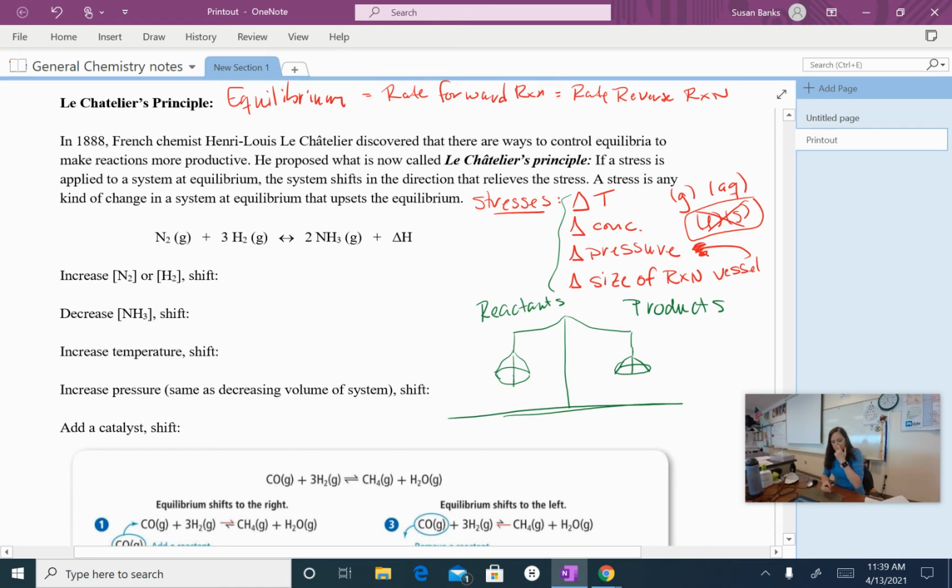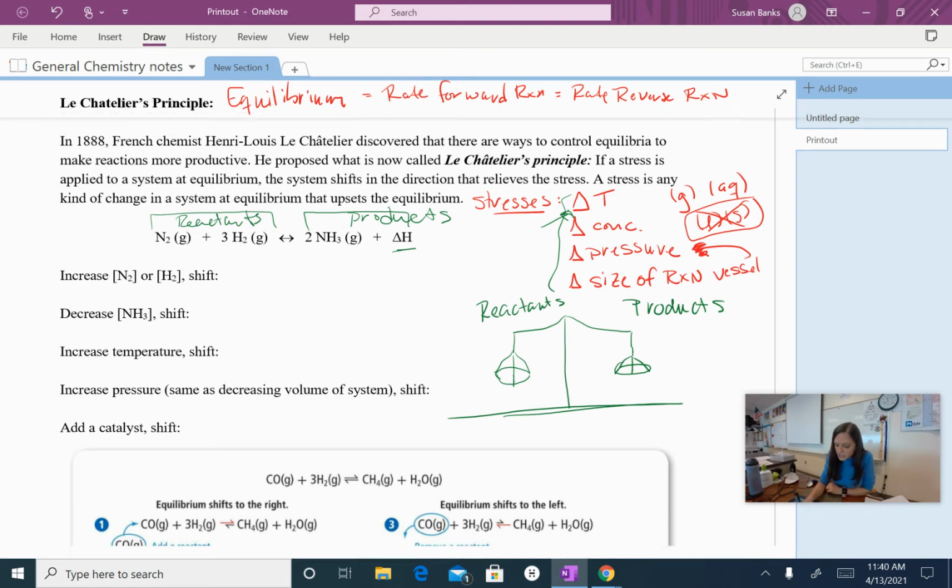So let's think about this. We've got our reactants here, and we've got our products here. And yes, heat or our energy will be thought of as a product in this reaction. If it's on the left-hand side, it will be thought of as a reactant. Okay? Remember, we can change temperature. That is something that will upset this equilibrium.